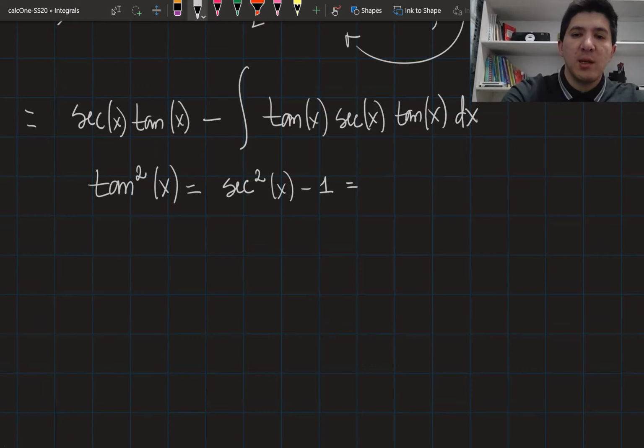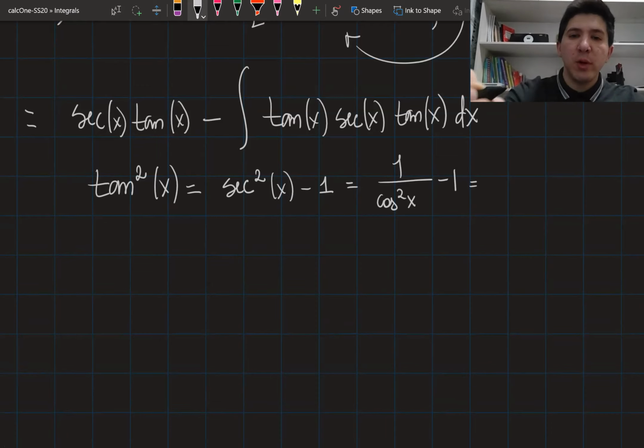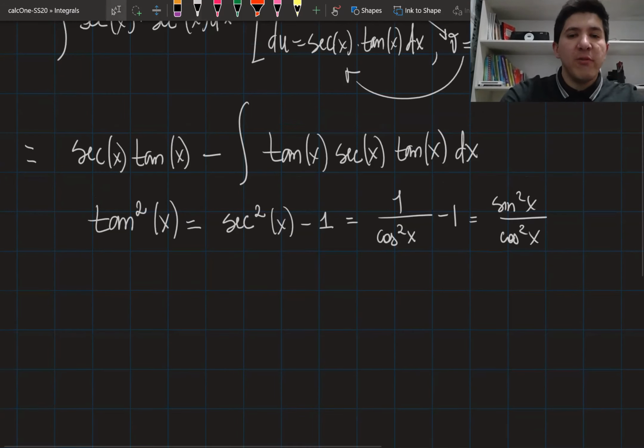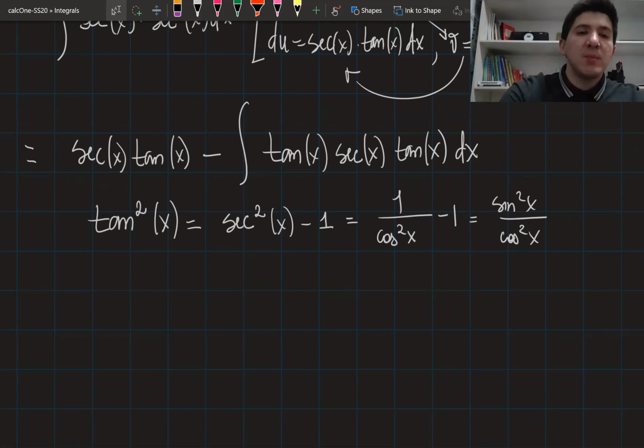So let's check that. Secant in the square is 1 over cosine square of x minus 1. So if you give the common denominator, it's going to be 1 minus cosine square, which is sine square, divided to the cosine square. So sine square of x divided to the cosine square of x. So it's true that the tangent square of x is equal to the secant square of x minus 1. So I'm going to just substitute this here.